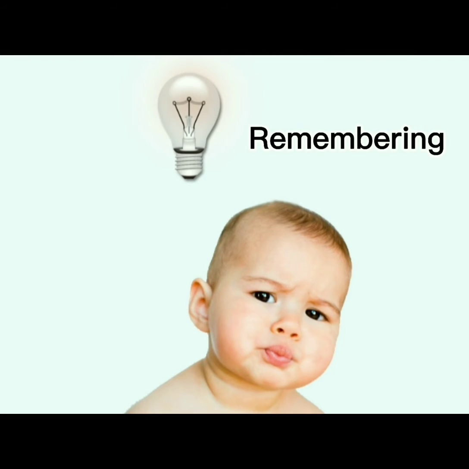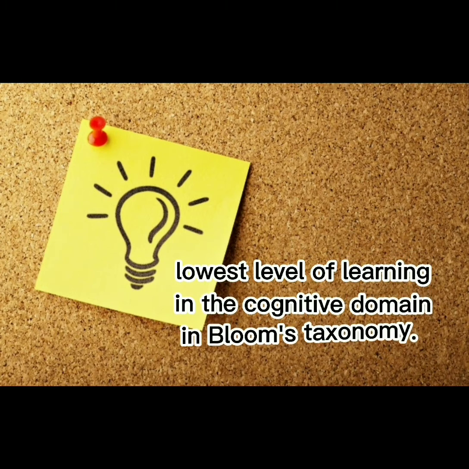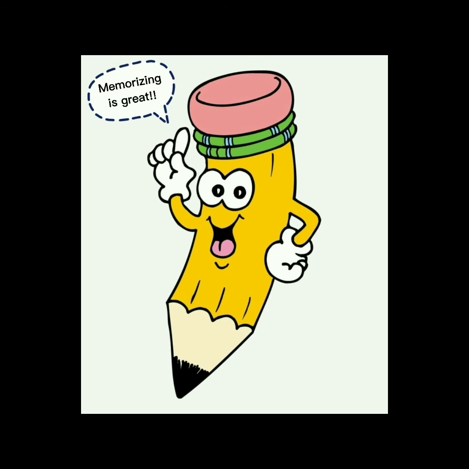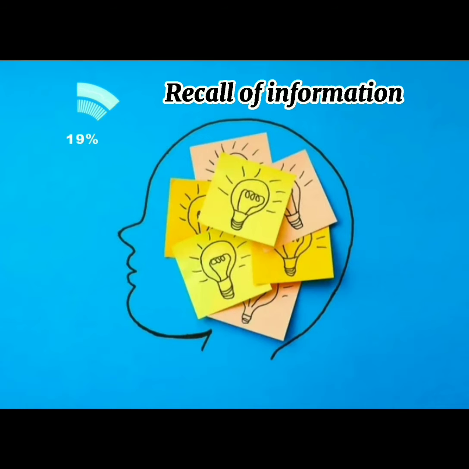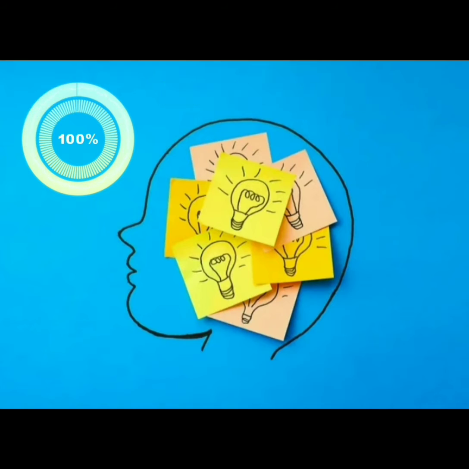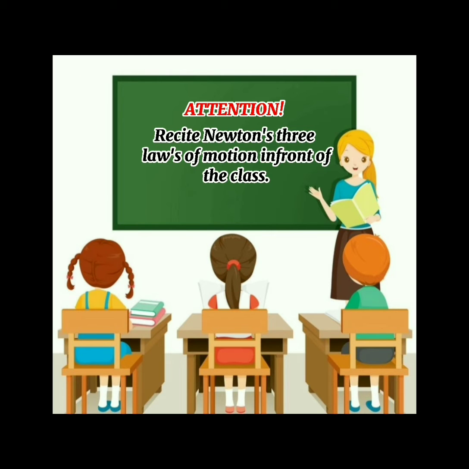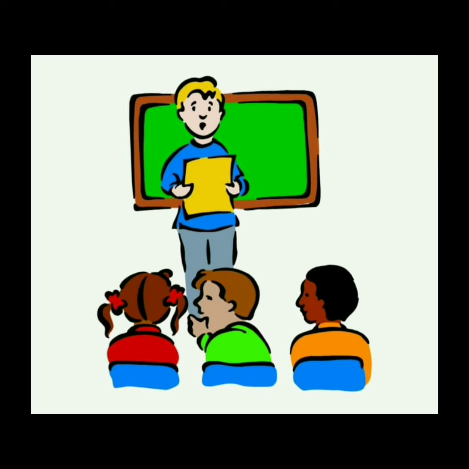Remembering. Remembering is the lowest level of learning in the cognitive domain in Bloom's taxonomy. It involves memorization and recall of information with no evidence of understanding. Example, students will be able to recite Newton's 3 laws of motion in front of the class.